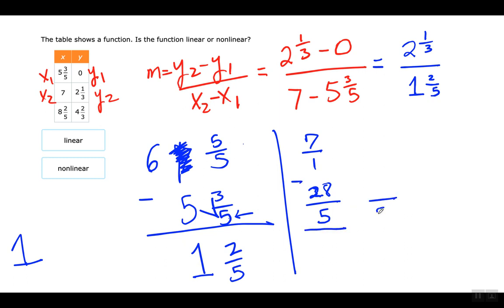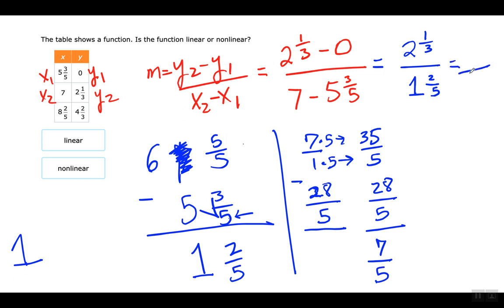Now to subtract those, they got to have the same denominator. So I changed the bottom of this 1 to a 5 by multiplying it by 5. And whatever you do to the bottom, you got to do to the top as well. So 35 over 5 minus 28 over 5 is going to give you 7 over 5.